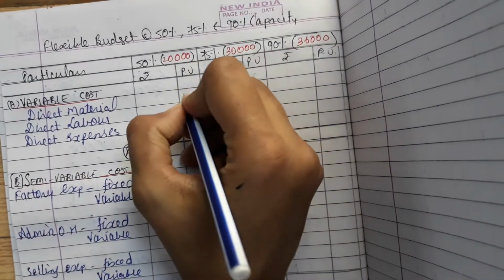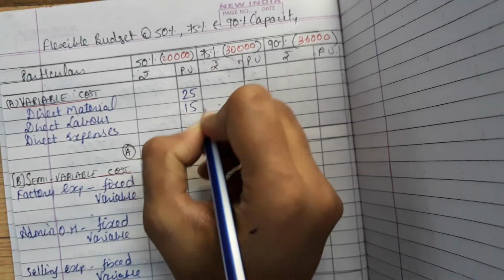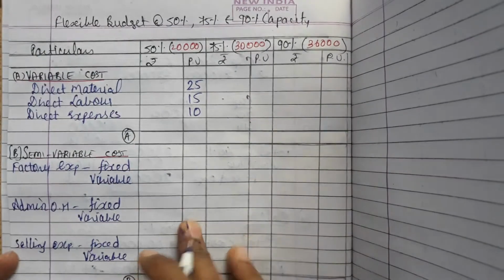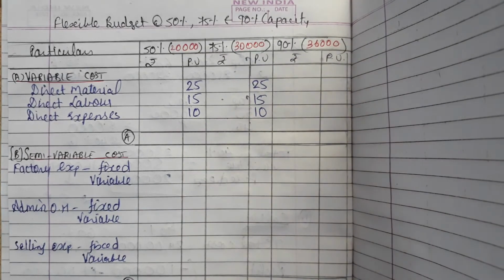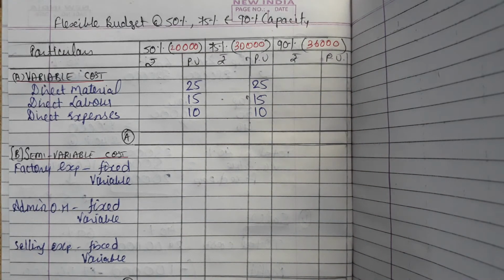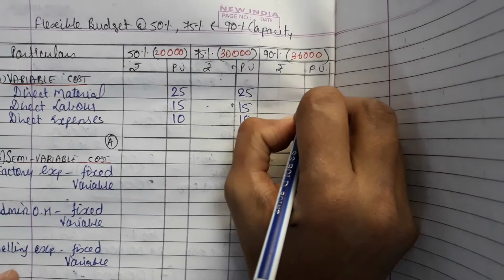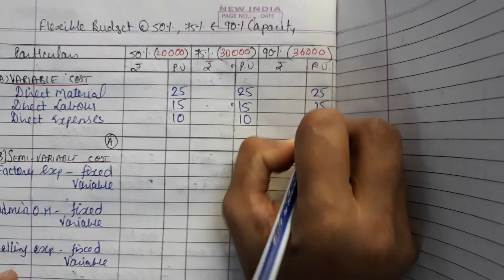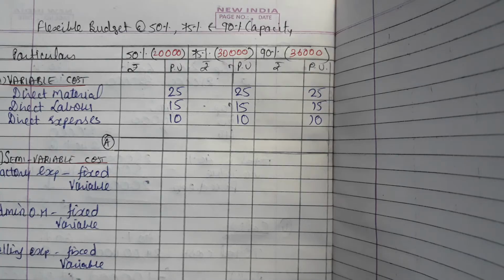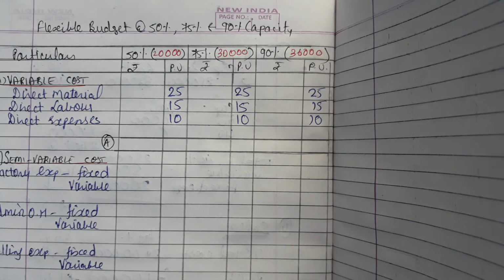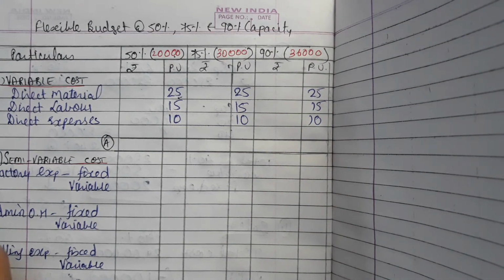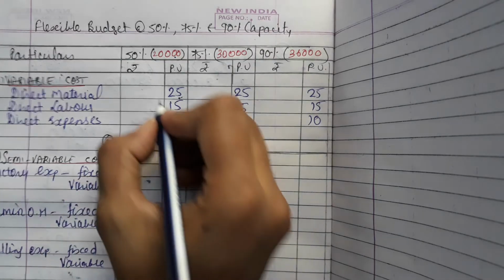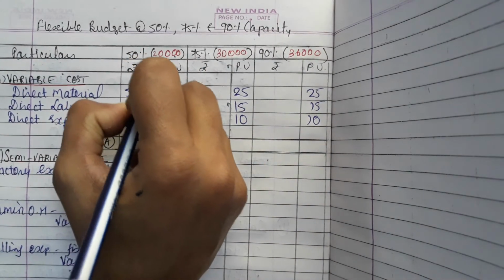25 rupees per unit, 15 rupees per unit and 10 rupees per unit. As there is no increase, no decrease in case of any capacities, the per unit variable cost will remain constant at all the levels, right? But to calculate the amount, we need to multiply this by the number of units. So 20,000 into 25, so that is 5 lakhs.